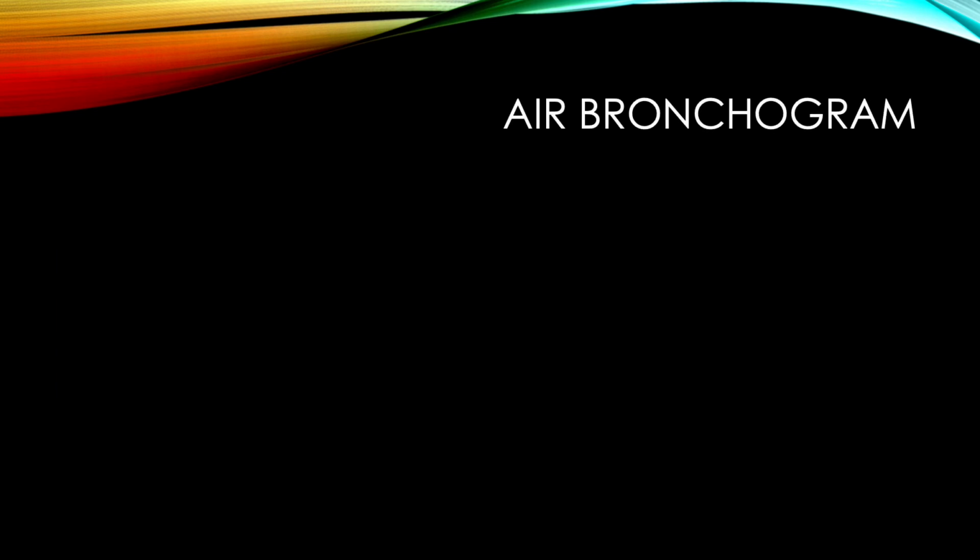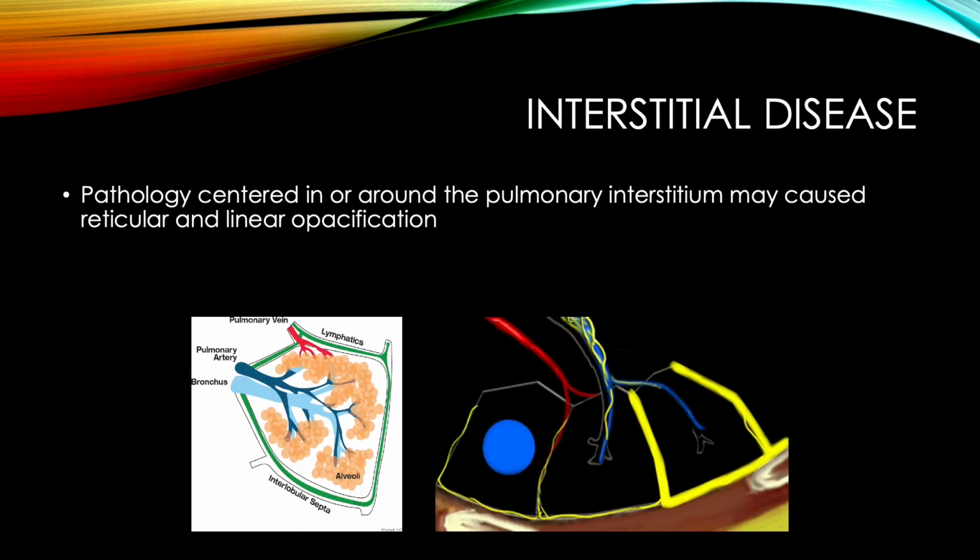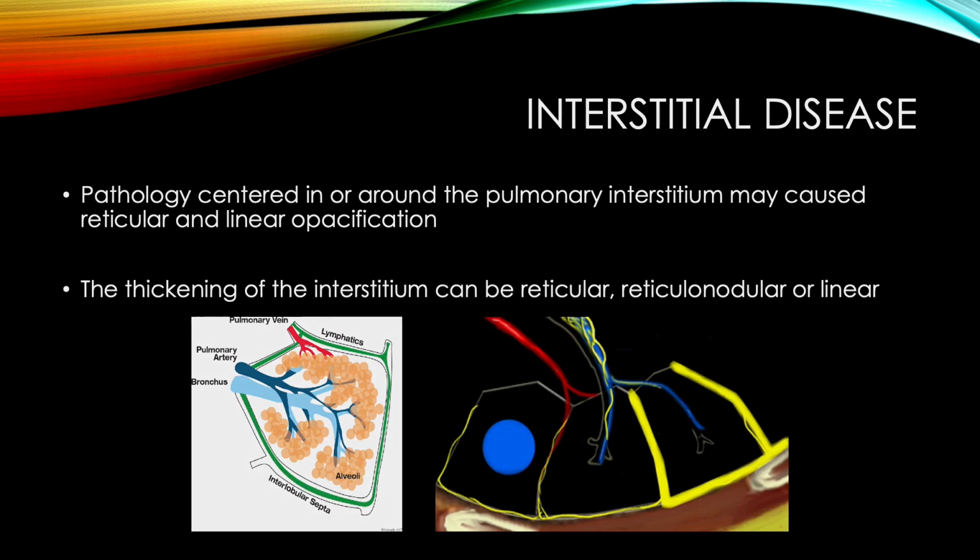Air bronchogram refers to the phenomenon of air-filled bronchi being made visible by the opacification of surrounding alveoli. Air bronchograms will not be visible if the bronchi themselves are opacified. Interstitial disease is pathology centered in or around the pulmonary interstitium. This includes thickening of any of the interstitial compartments by blood, water, tumor, cells, fibrous disease, or any combination thereof.